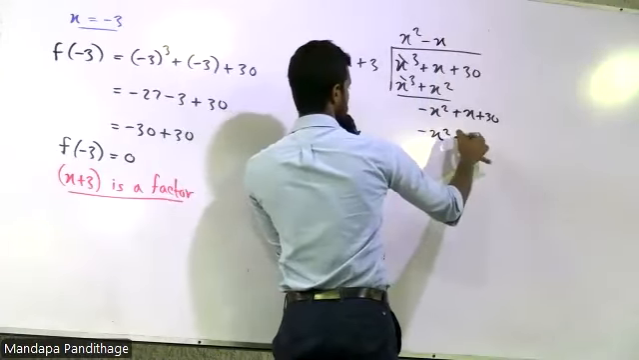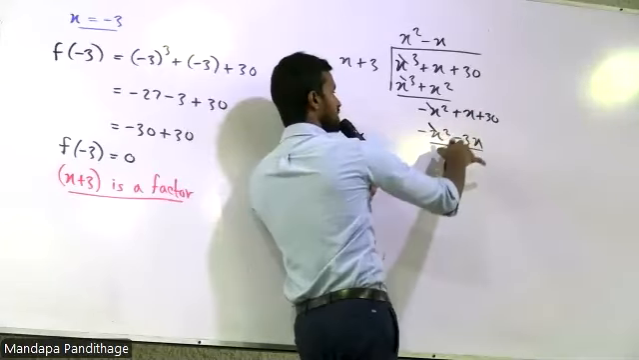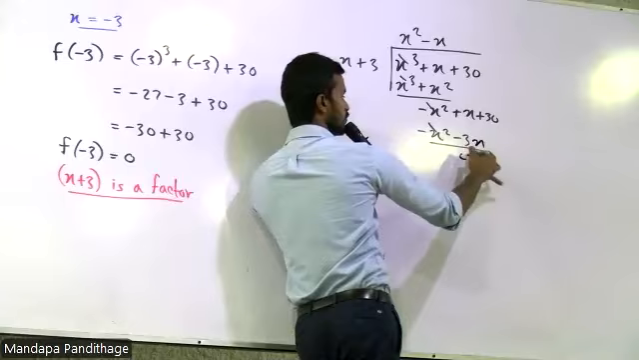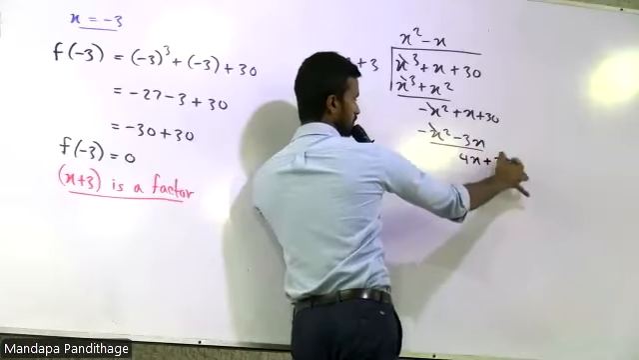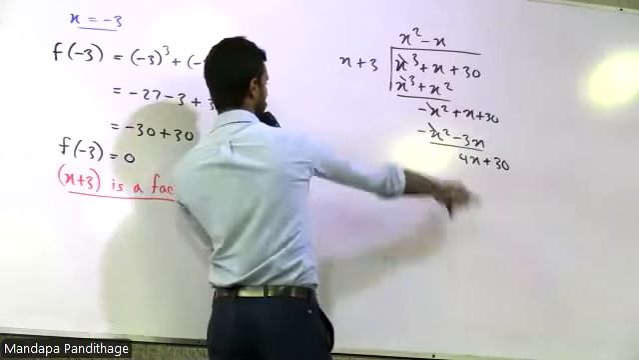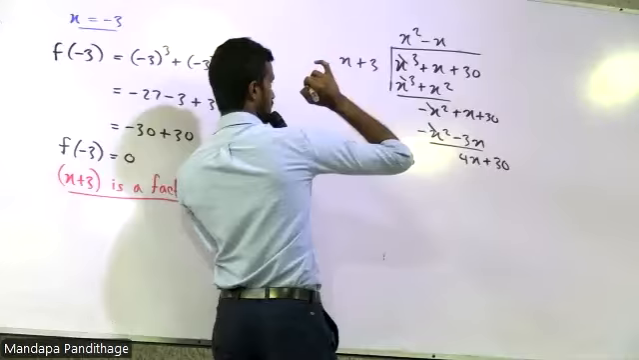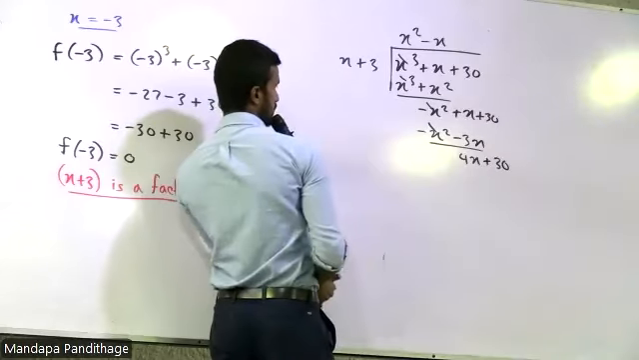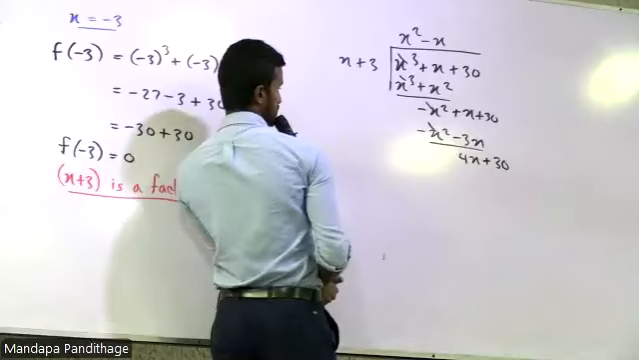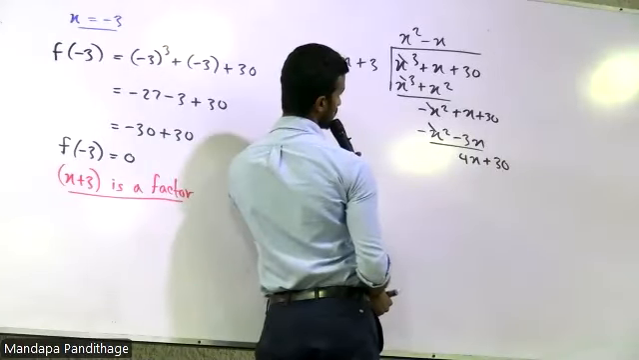Multiply: minus x squared minus 3x. X minus minus 3x is plus 3x. X plus 3x is 4x. Wait, I made a mistake. It's 3x, 30 comes down.